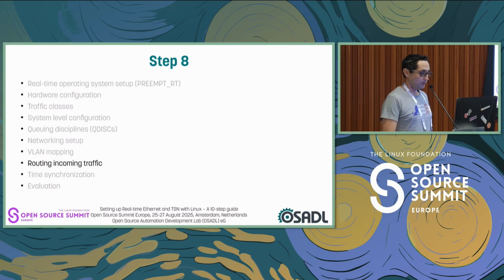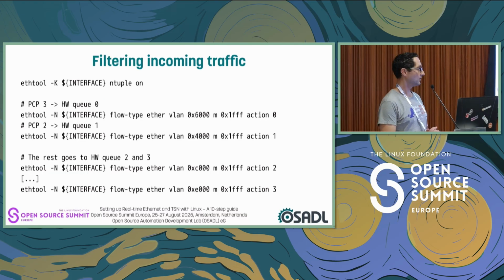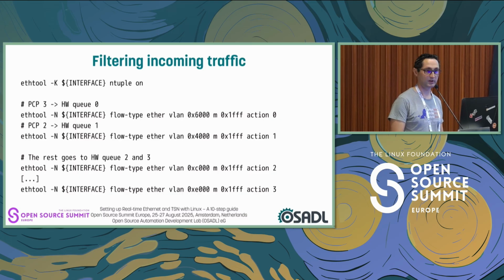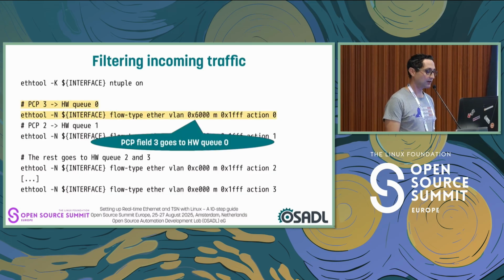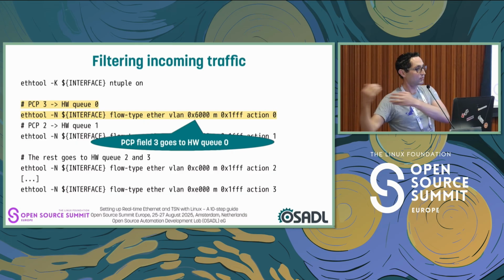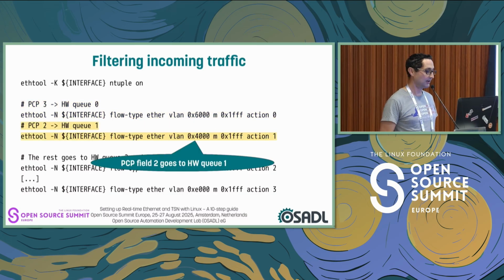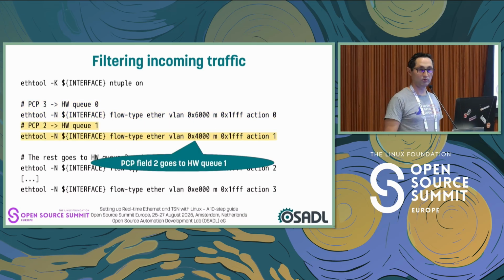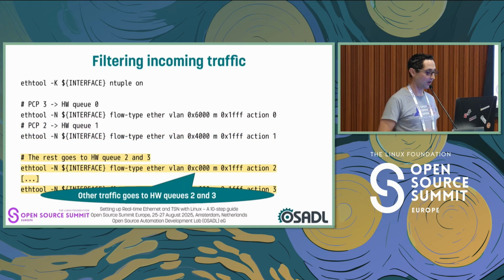In this example, I made use of some hardware features on the NIC, once again using ethtool. The syntax here is basically, I'm telling it with a bit mask to look into the PCP field. If this is 3, then the action is 0, which means whenever the PCP field is 3, this should go to hardware queue 0. So what we did for the sending side before, we're now doing for the receiver side. And the same here: when we see PCP field 2, we send that to hardware queue 1. And for all other PCP values, we send it to hardware queues 2 and 3.